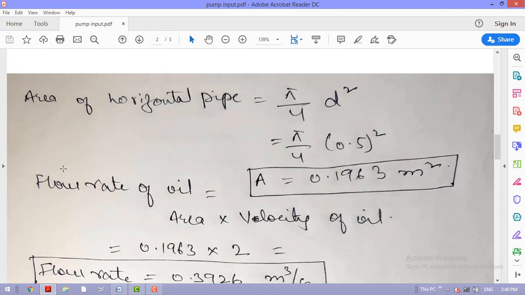Then later on I calculate the flow rate of oil, which can be defined as area into velocity of oil.